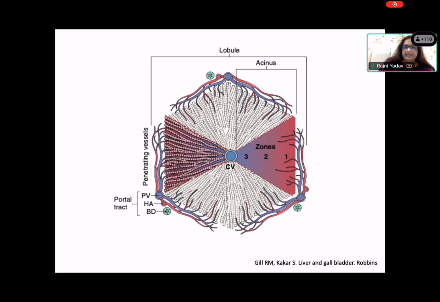least blood supply. The hepatocytes which are near the periportal area are zone 1. Around the central vein, the hepatic zone, that is zone 3, and the one third in between is zone 2. So basically the blood flow is from portal to central, whereas the bile flows in the reverse direction, from the central to the portal.